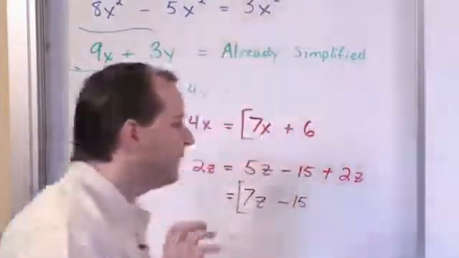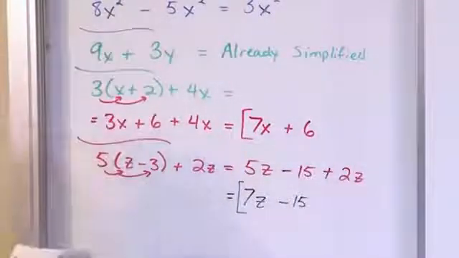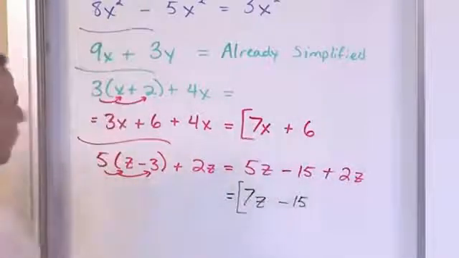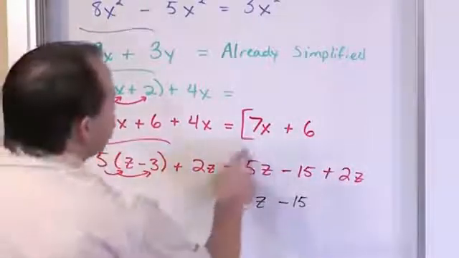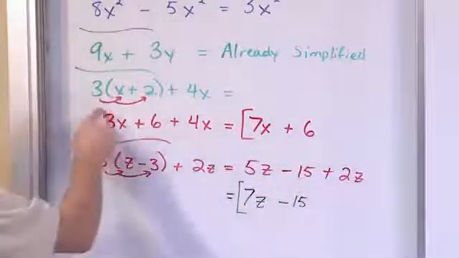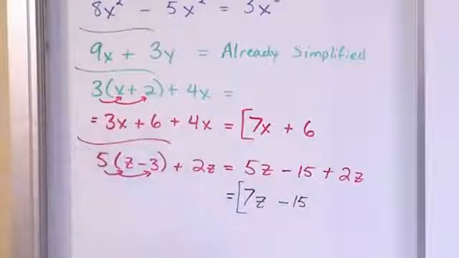All right? Now, just so you know, when you have something that matches like this, it's called like terms or common terms. So if your teacher says, hey, circle the common terms here, or circle the like terms, you would circle the 5z and you would circle the 2z because those are like terms. If you were doing it here, you'd circle the 3x and you'd circle the 4x. Those are like terms. And because they're like terms, you're able to add them like this.